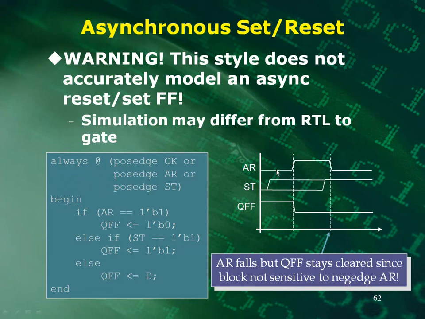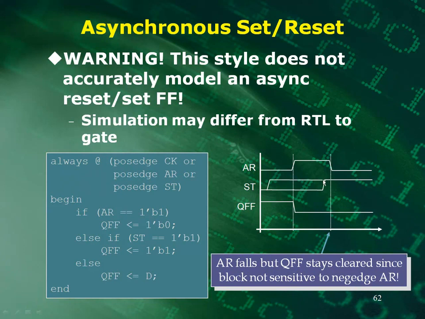So let's say while this asynchronous reset is high, an asynchronous set comes along, and it goes high during the time that this is high. Now, when it goes high, that's the positive edge of ST. It comes in here. But we've said that if the asynchronous reset is 1, then it just keeps it low. So nothing actually changes. The Q flip-flop still stays low.